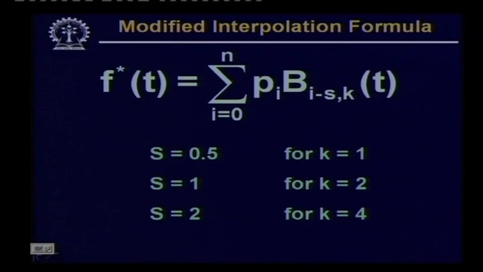Formula, we make f star t equal to the sum of p i b i minus s k t, where again i varies from 0 to n. And the value of s, we decide that for k equal to 1, that is when we go for constant interpolation, we assume the value of s to be 0.5. For k equal to 2, that is for linear interpolation, we assume the value of s to be 1, and for k equal to 4, that is for cubic interpolation, we assume the value of s to be equal to 2.